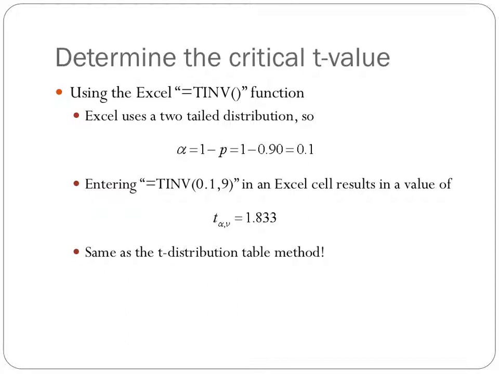Of course, if we did this in Excel, we would have to recognize that Excel uses a two-tailed distribution, so the alpha value that we would input into the function would be 0.1 instead of 0.05 as it was for the table. Entering this into Excel gives us the same result that we got using the t-distribution table.